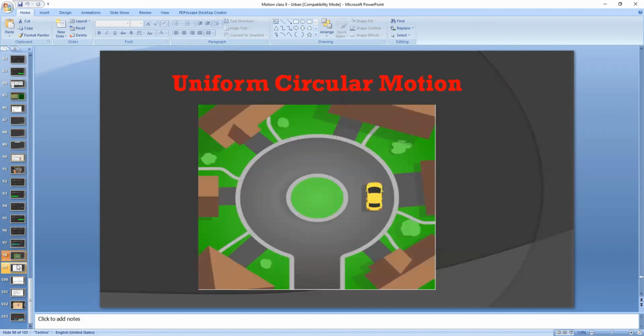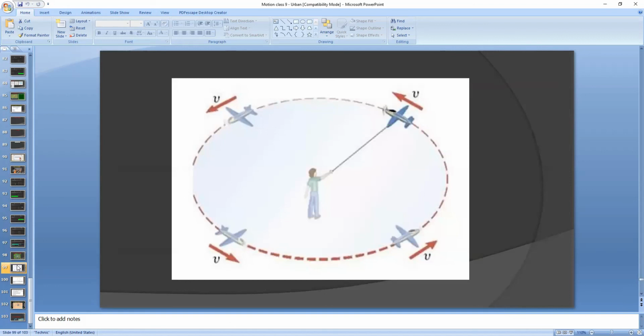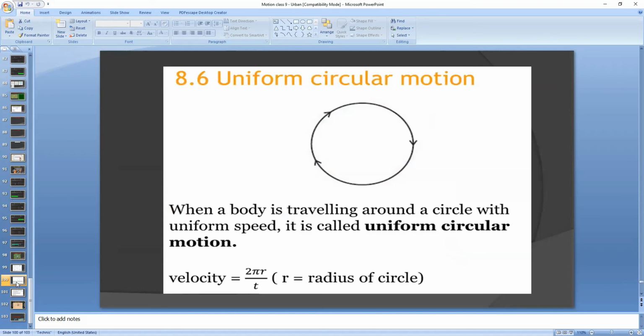Last, finally, uniform circular motion. What is uniform circular motion? If an object travels equal distances in equal intervals of time in a circular path, it is called uniform circular motion.